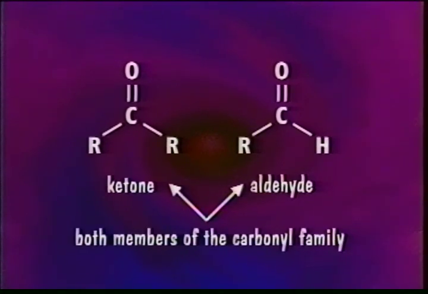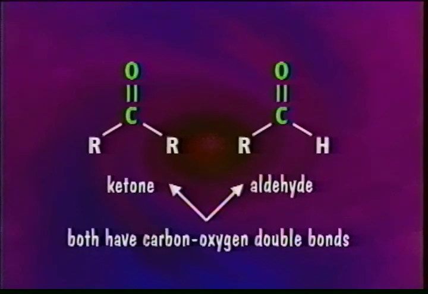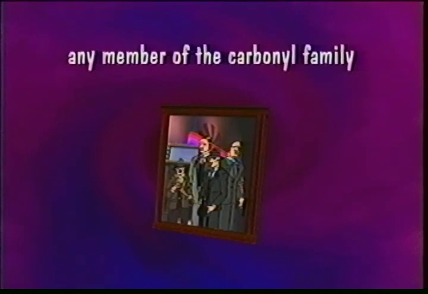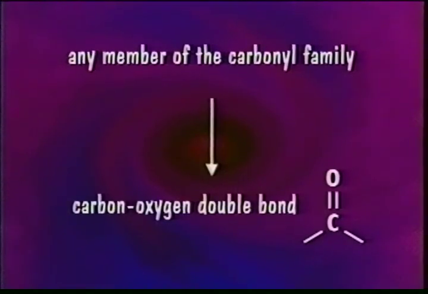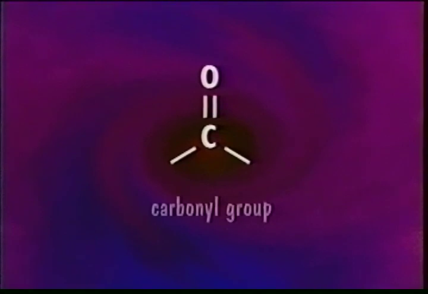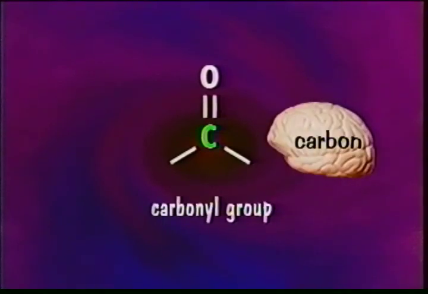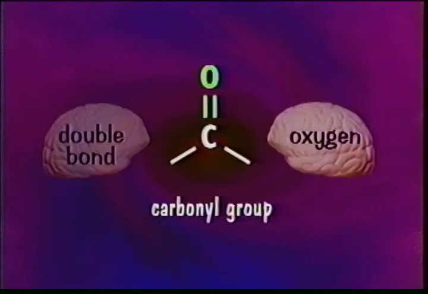Okay, great. So what's a carbonyl? A member of the carbonyl family contains a carbon-oxygen double bond. Let's look at this a little more closely. Because they're both members of the carbonyl family, ketones and aldehydes both have carbon-oxygen double bonds. In fact, anything that's a member of a carbonyl family is going to have a carbon-oxygen double bond. The carbon-oxygen double bond is called a carbonyl group. Anytime you hear carbonyl, think carbon, double bond, oxygen.